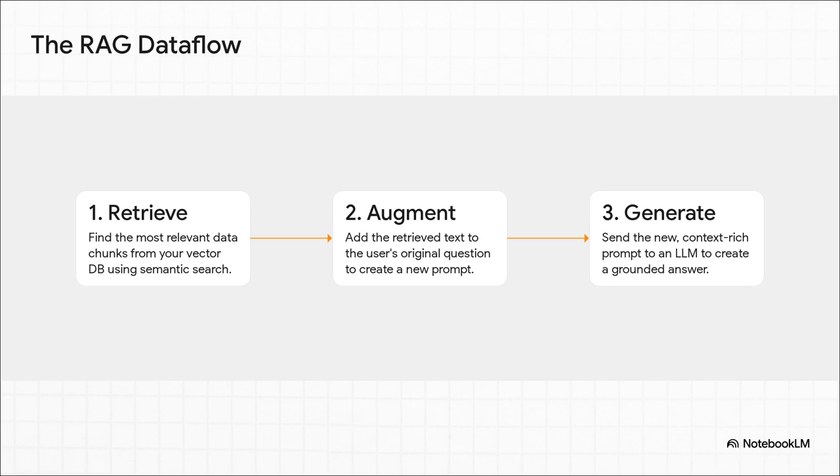Second, augment. We grab the original text from those chunks we just found, and we literally stuff it into the user's original prompt, creating a new, supercharged, context-rich prompt. And finally, generate. We send this new augmented prompt to the LLM, and we're basically telling it, hey, answer this question, but you are only allowed to use the information I've just handed you.